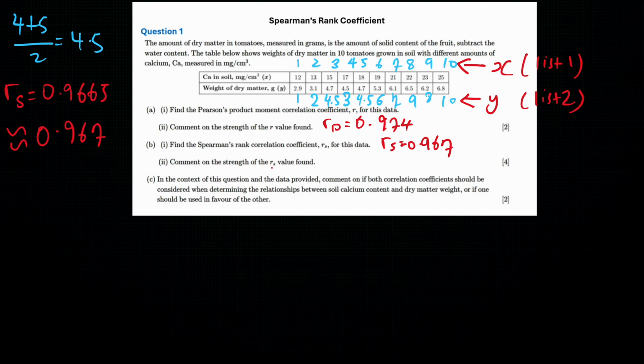Now we can comment on the strength of the R's value found. Likewise, it's going to be a strong positive correlation between your bivariate data. Now this is the most important part. This is why I picked this question out, and why I picked it out is it's very important.